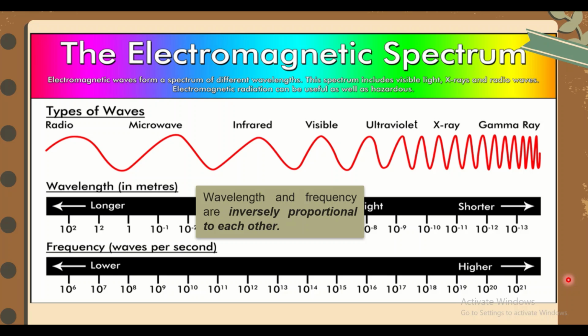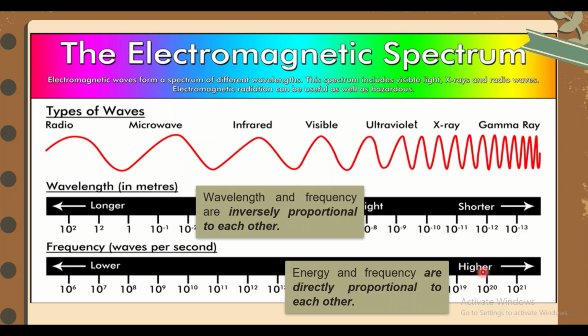Now, how about the energy of an EM wave? Although the energy of an EM wave is not shown on this electromagnetic spectrum, put in mind that the energy of an EM wave is dependent on the frequency of the wave. So we can say that if an EM wave has a lower frequency, that means lower energy. While an EM wave having a higher frequency means higher energy. Therefore, we can say that the energy and frequency are directly proportional to each other.